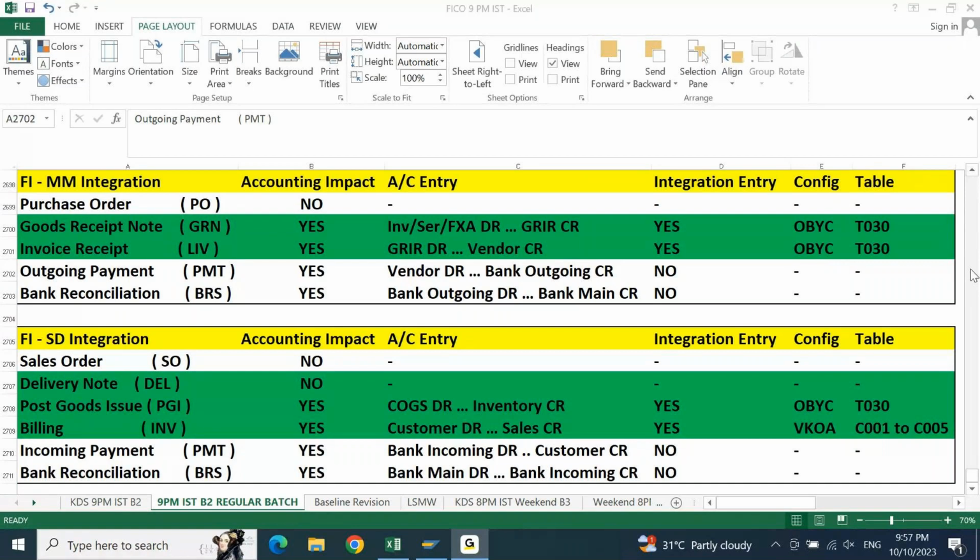Is that right? GRIR always shows a credit balance. It is supposed to show a credit balance.